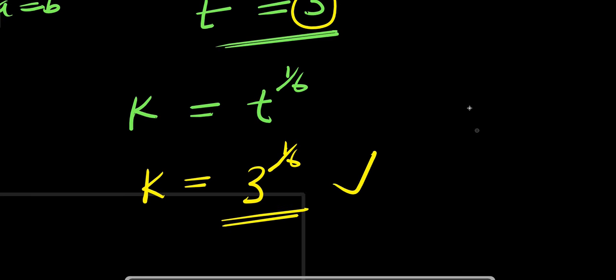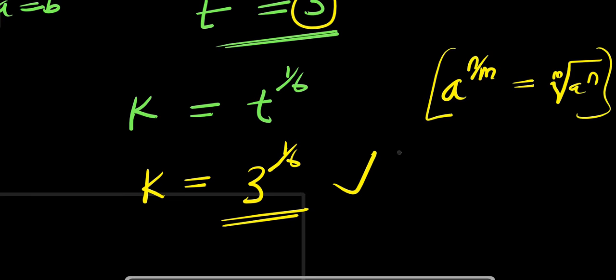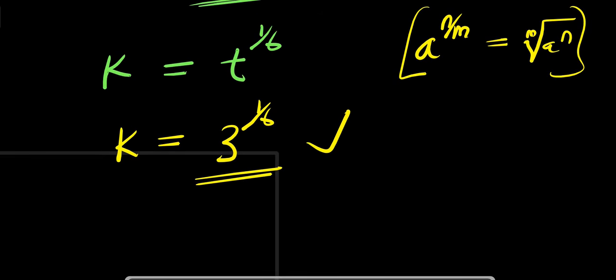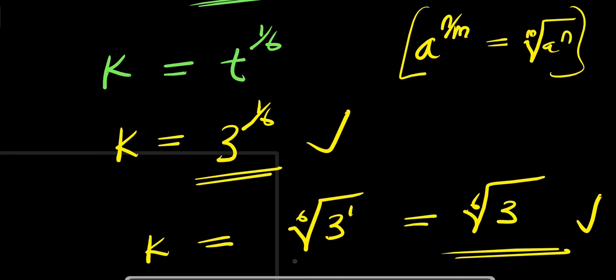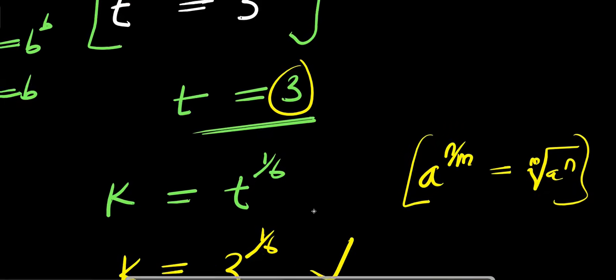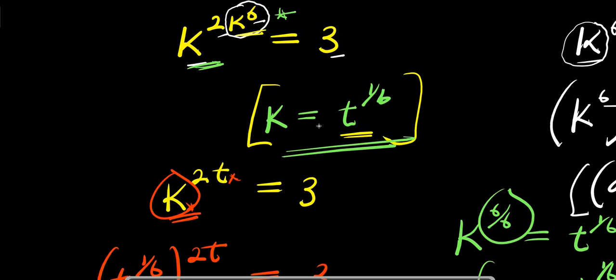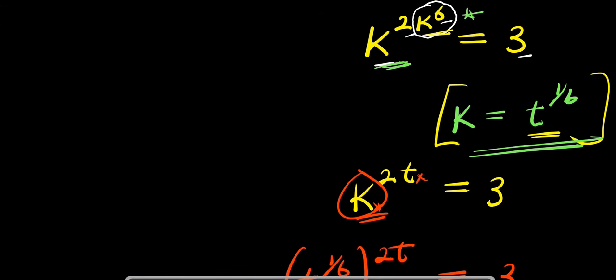You can as well express it in this form. For instance, remember, if you have a power n over m, this equals the m root of a power n. So applying that identity right here, you have k equals the 6th root of 3 to the power of 1, which is the 6th root of 3. So this is our value for k. Now what we can do again will be to substitute that value back here, and let's check if it's going to satisfy this equation.